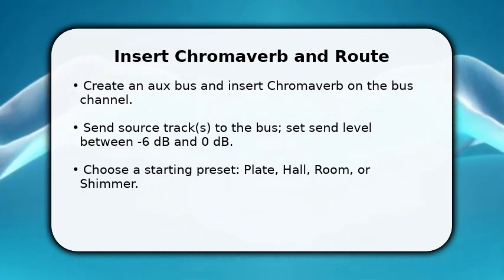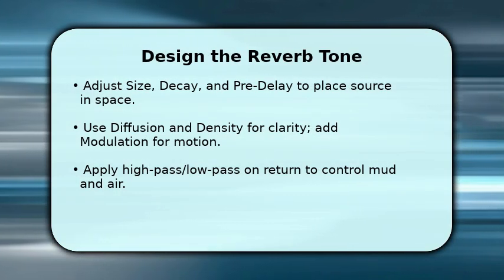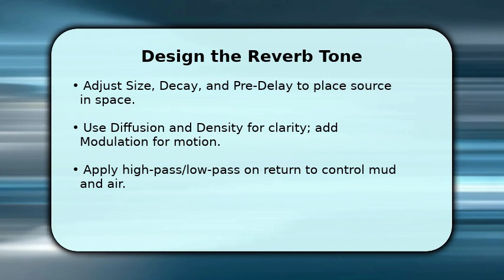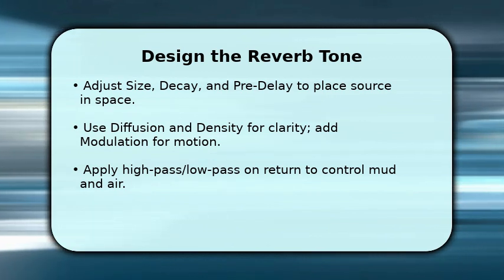Now shape the reverb so it serves the mix. Set size and decay to match the song tempo and the perceived distance you want. Add pre-delay to keep transients clear, shorter for intimate sounds, longer for separation. Tweak diffusion and density to avoid smeared transients, and use modulation subtly to add motion without chorusing artifacts.